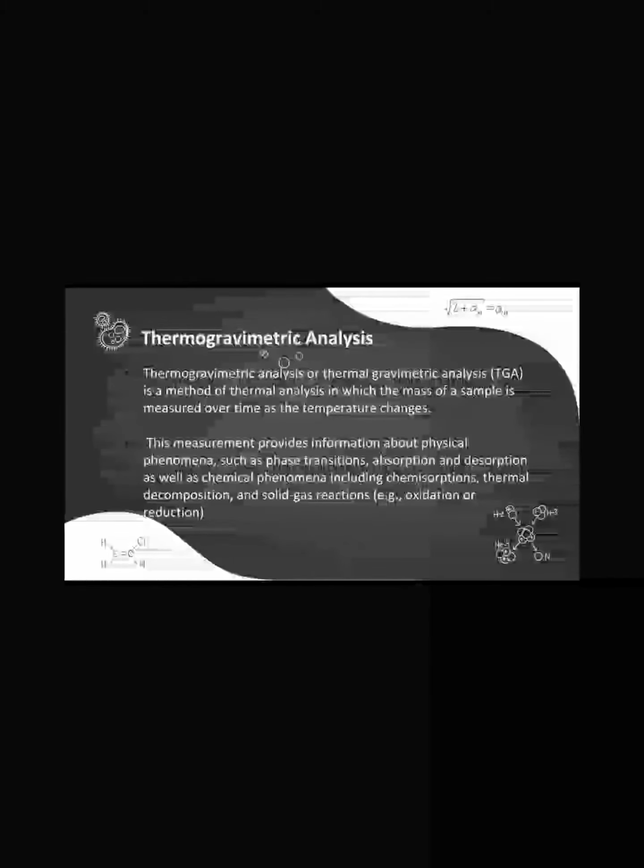Before studying about TGA, I'll let you know about thermal analysis. Thermal analysis is a branch of material sciences where the properties of material are studied as they change with temperature. Several methods are commonly used. These are distinguished from one another by the property which is measured. Some of them are thermogravimetric analysis, differential scanning calorimetry, derivative thermogravimetry, differential thermal analysis.